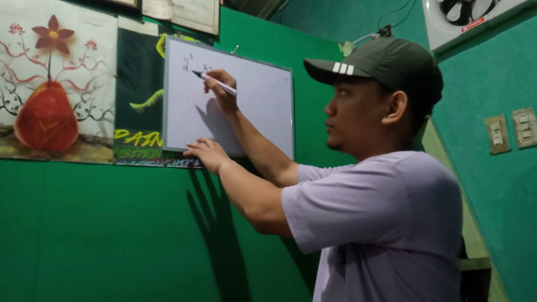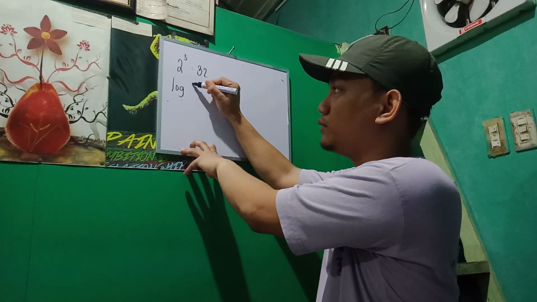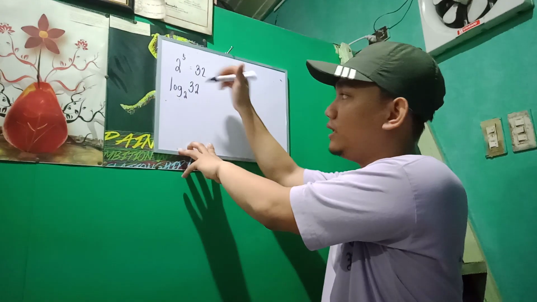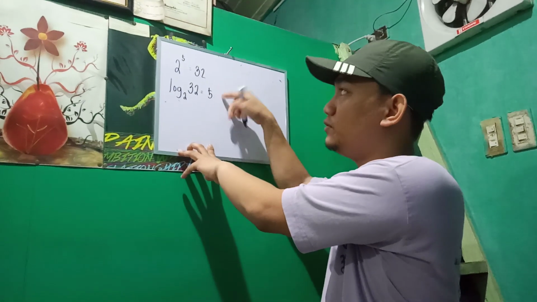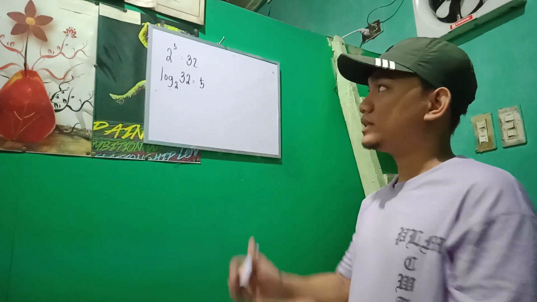So, ganito lang po. So, we have logarithm of, kung ano yung nasa labas ng equal, we have 32 base 2, ito yung base natin, is equal to 5. Yung 5 yung exponent. Di ba? Madali lang siya. So, let's try another example.